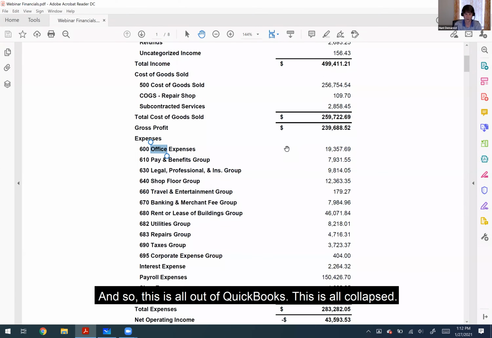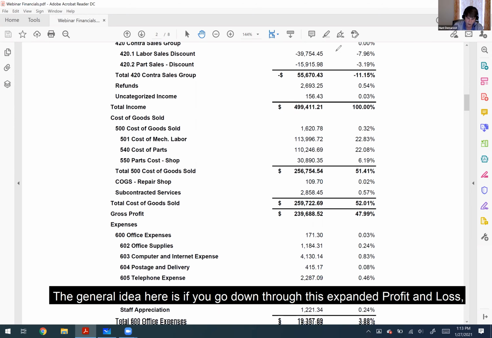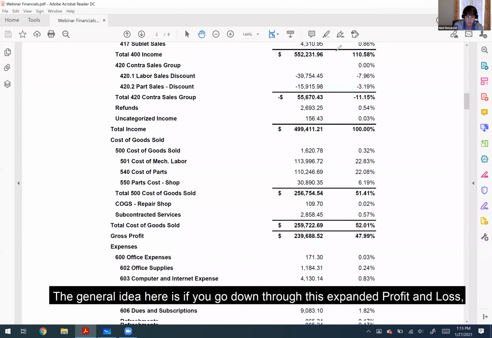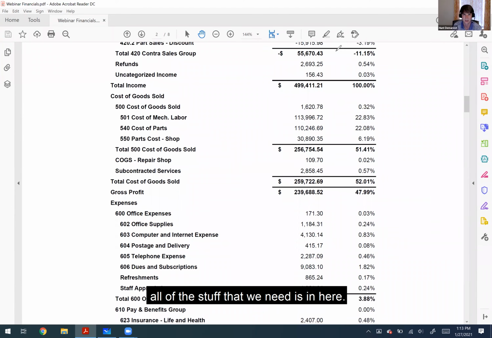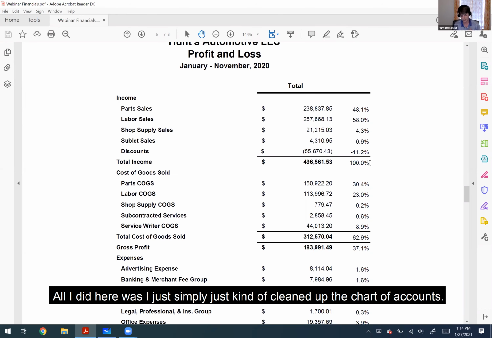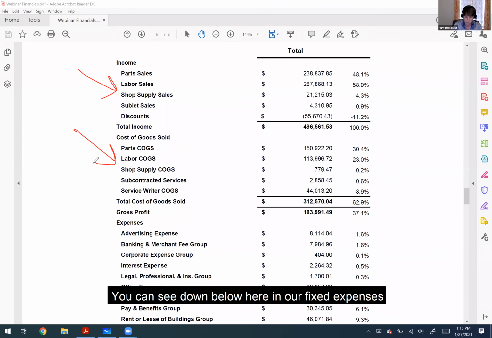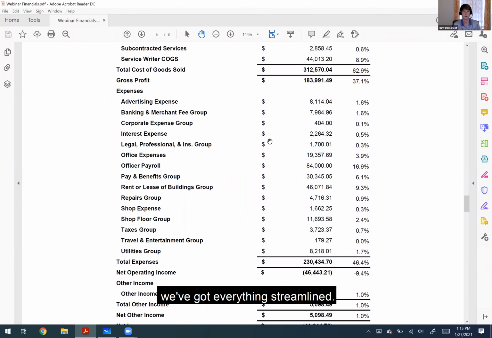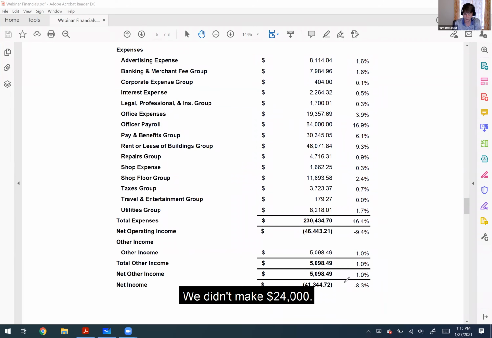This is all collapsed. The general idea is if you go down through this expanded profit and loss, all of the stuff that we need is in here. It just needs to be set up in a more condensed and streamlined manner. All I did was clean up the chart of accounts. You can see down below in our fixed expenses, we got everything streamlined and put some better detail on some of this stuff. We didn't make $24,000. We lost $41,000.